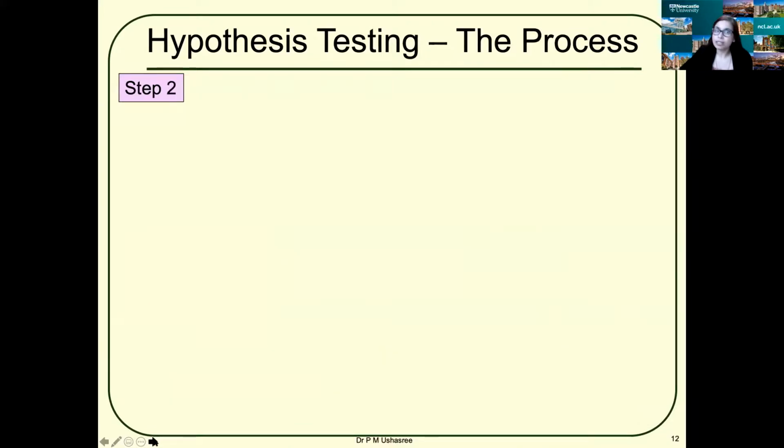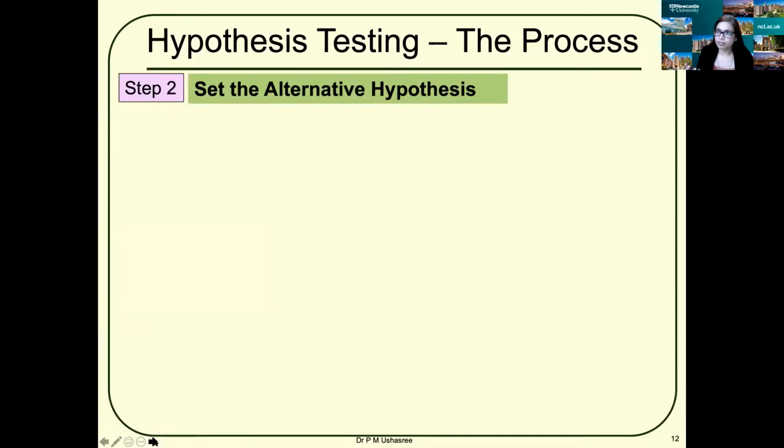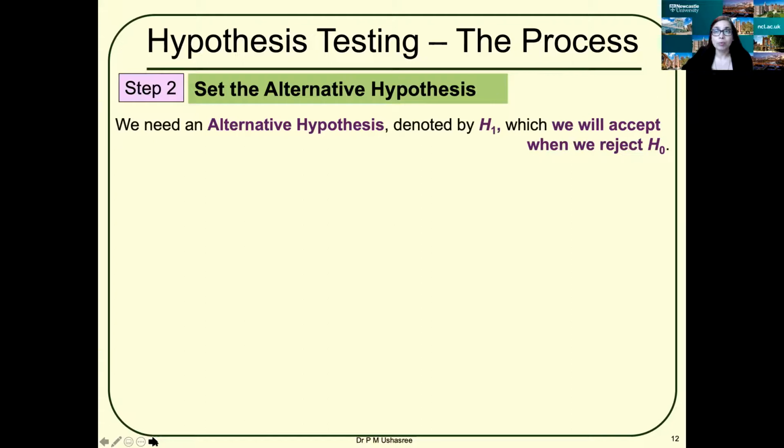Set the alternative hypothesis. There is a change. Here we want to see whether the feed has improved the height. Is there an increase in the height? That's our alternative hypothesis. We need an alternative hypothesis denoted by H1. This is how we denote H1, which we will accept when we reject the null hypothesis.